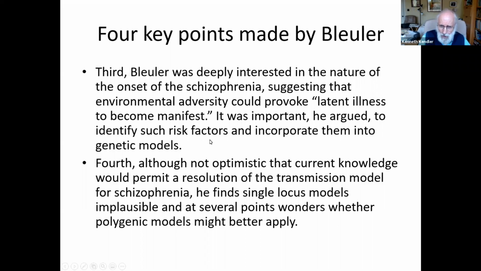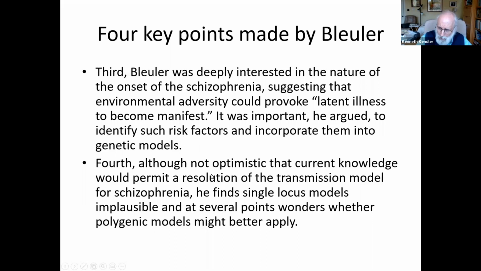Third, Bleuler was quite interested in the nature of the onset of schizophrenia, suggesting that environmental adversities would often provoke, quote, latent illness to become manifest. It was important, he argued, to identify such risk factors and actually incorporate them into the genetic models, a relatively advanced concept we're still struggling with today.